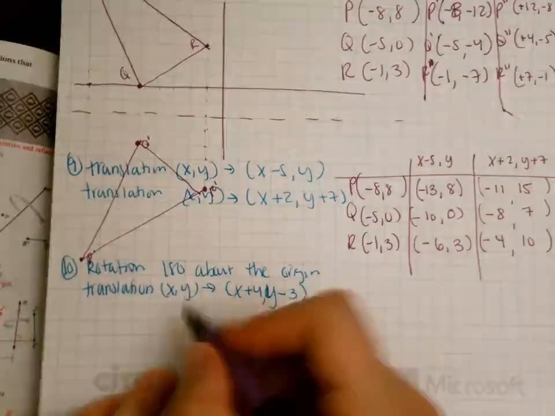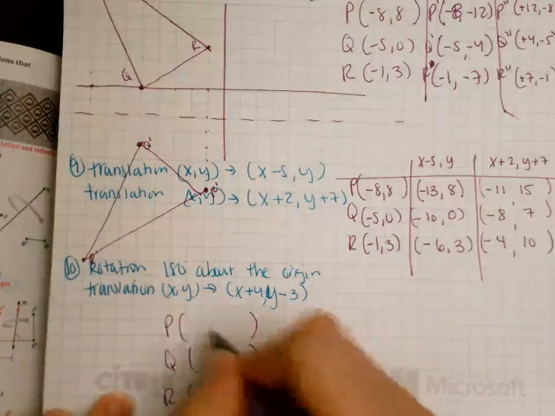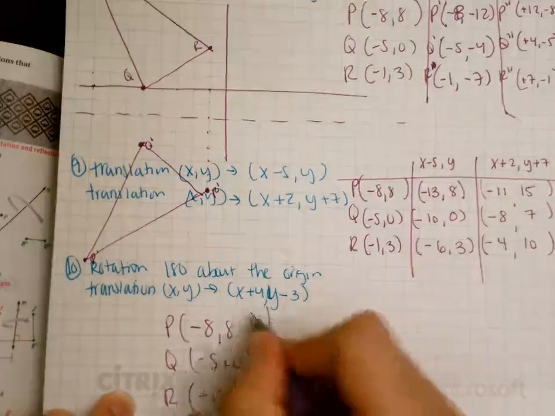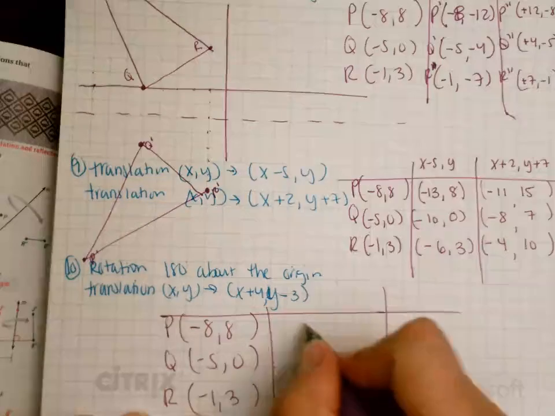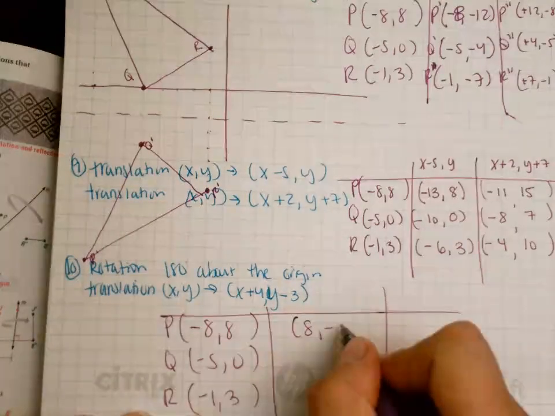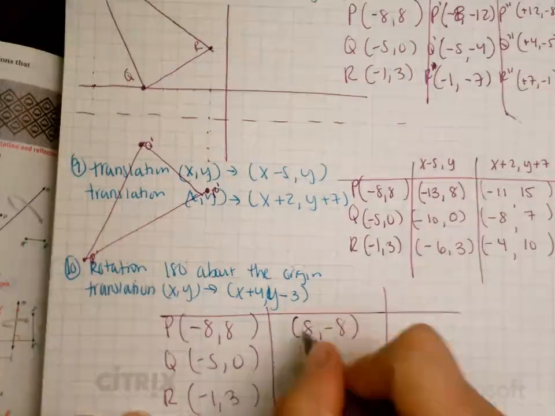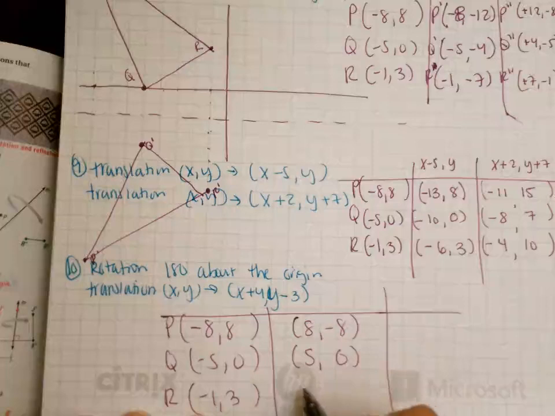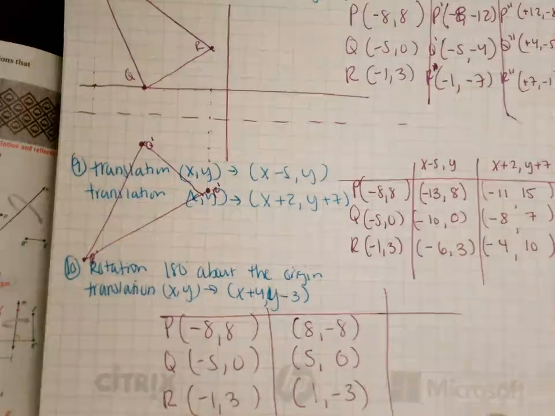And then our last one. We have our P, we have our Q, we have our R. Negative 8, 8, negative 5, 0, negative 1, 3. The first thing we're doing is a 180-degree rotation about the origin. Wait, 180, leave them alone, change both signs, right? 180 degrees, leave them alone, change both signs.